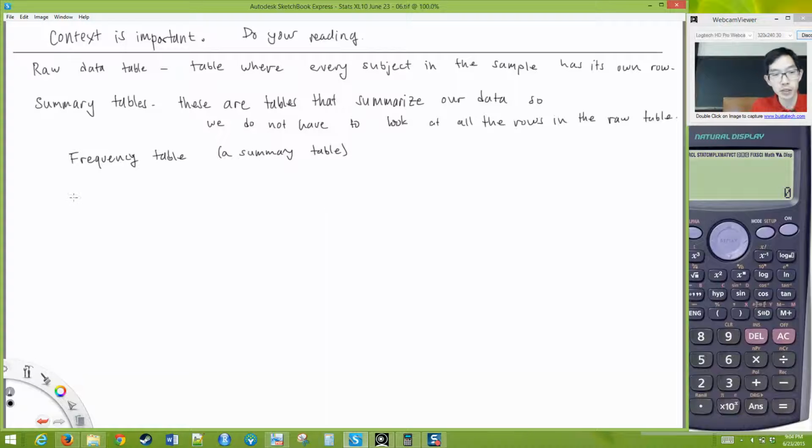And what this does is it takes something like a categorical variable. So for example, we could say sex, and we will say male and female, and we put the frequency here. Okay?